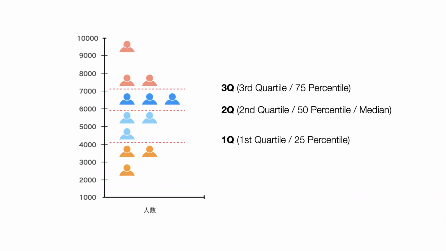Okay, so these we call a 25 percentile, 50 percentile, 75 percentile, or first quartile, second quartile, and third quartile from the bottom to the top. And then, by the way, this second quartile or the 50 percentile is actually the median. It's basically in the middle.